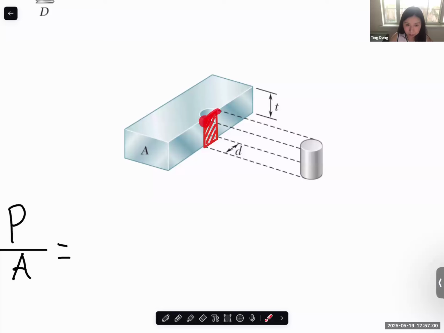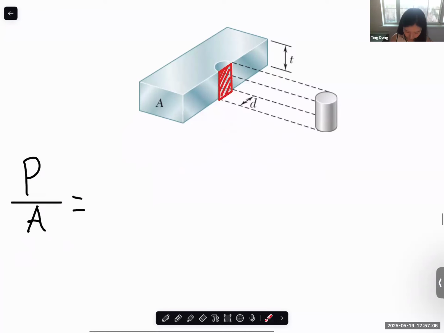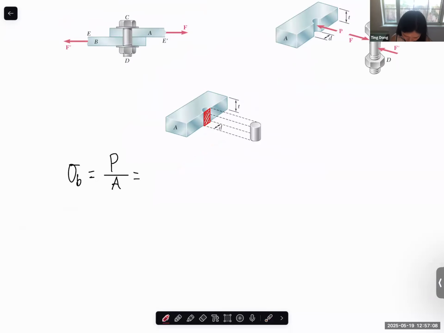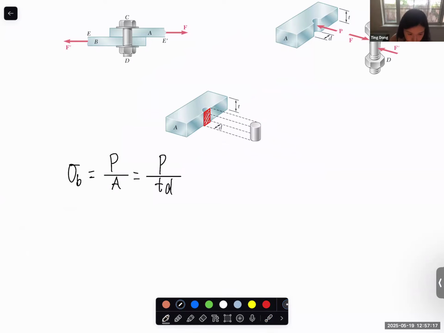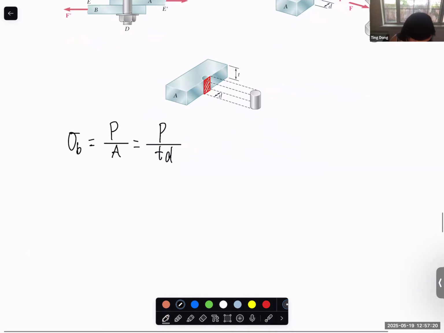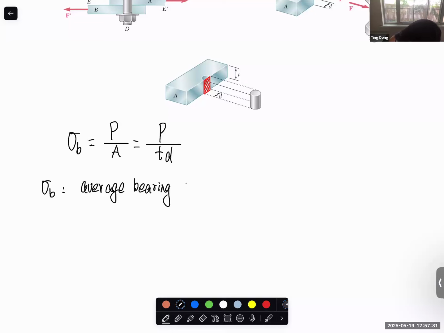So basically you have the diameter and the thickness of the plate. You can calculate this area. Okay, so now, sigma B equals P over t d. Sigma B, again, is the average bearing stress. P is the force applied on the contact surface.